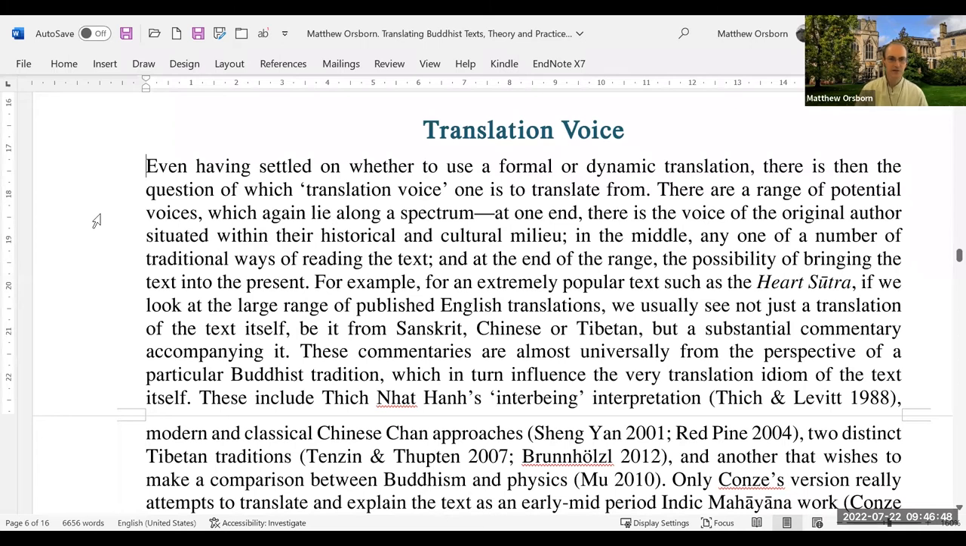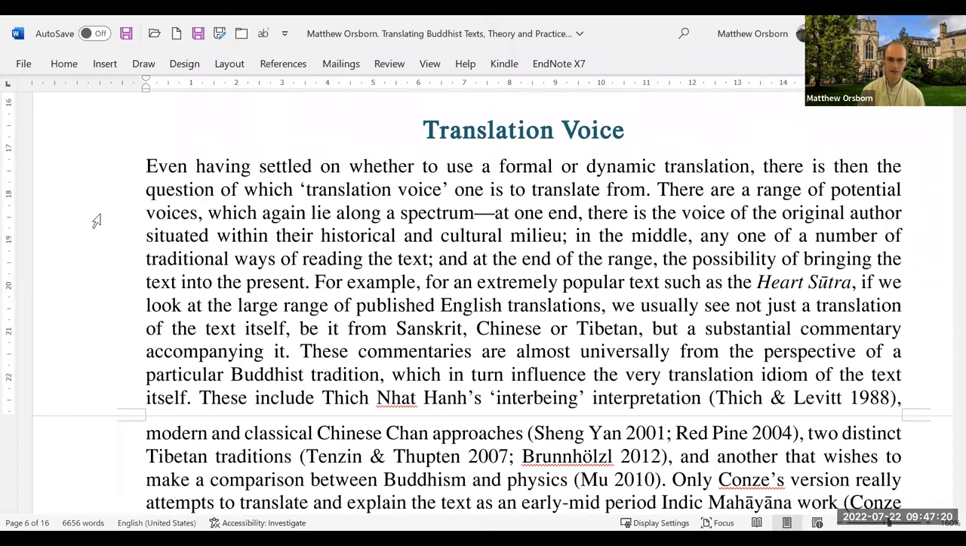Second point is translation voice. Now, even having settled on whether to use a formal or dynamic translation, there is still then the question of which translation voice one is to translate from. There are a range of potential voices, which again lie along a spectrum. At one end, there is the voice of the so-called original author, situated within their historical and cultural milieu. In the middle, any one of a number of traditional ways of reading the text. And at the end of the range, the possibility of bringing the text into the present.